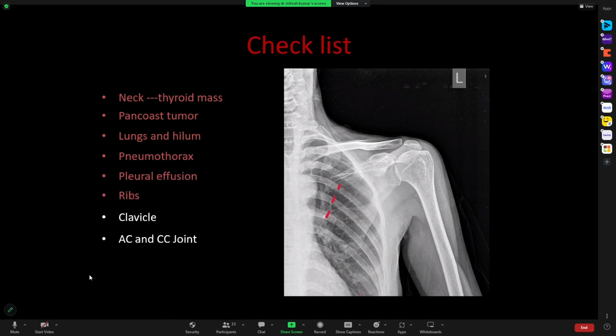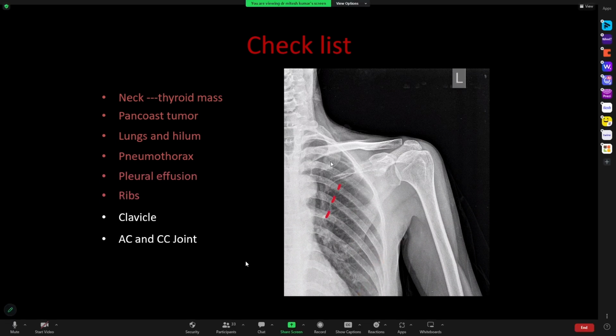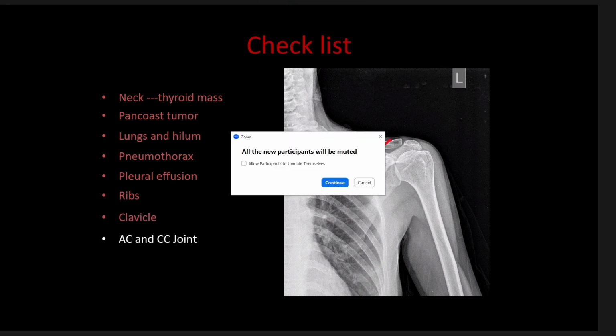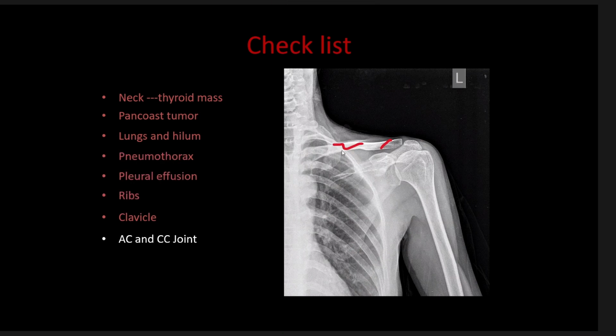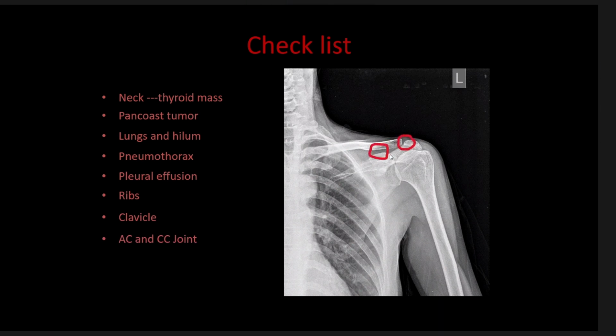In the ribs, what we have to see is we have to look at the posterior ends, angle and anterior ends. Look for fractures everywhere. In the clavicle, always concentrate on the middle and the lateral part. Look for any obvious fracture or any step-like defect in the superior or inferior border. In the acromioclavicular and the coracoclavicular joint, again look for any widening or step or increase in the distance between the surface.